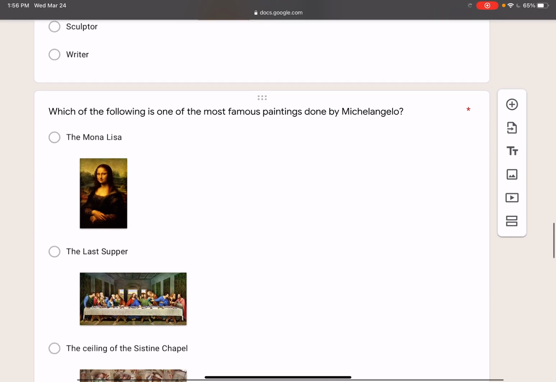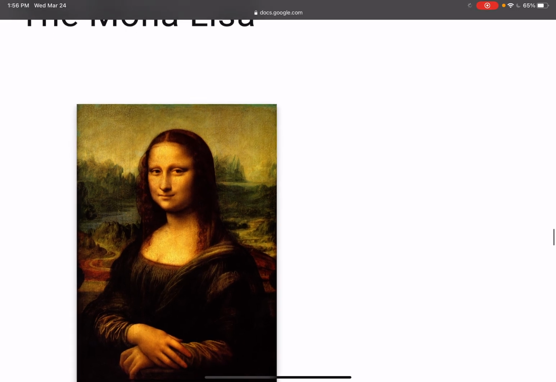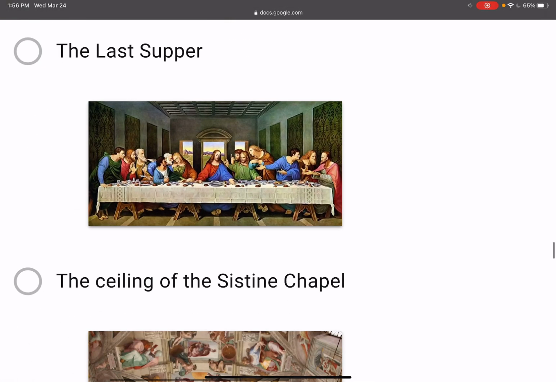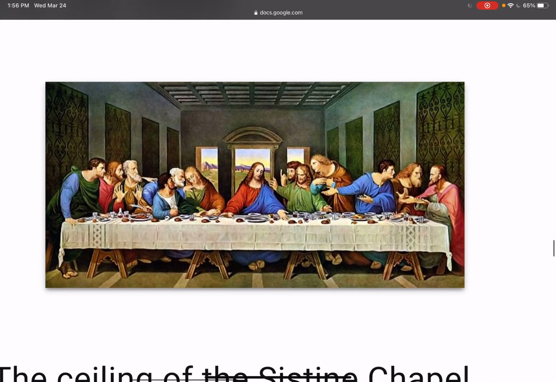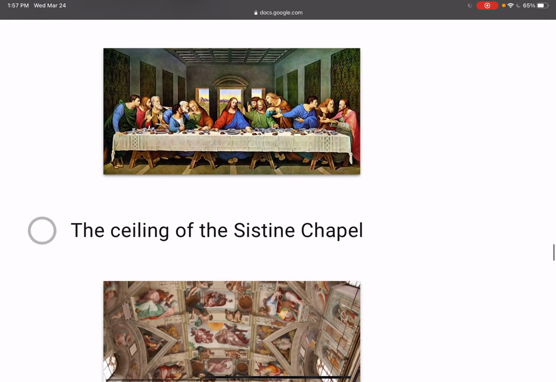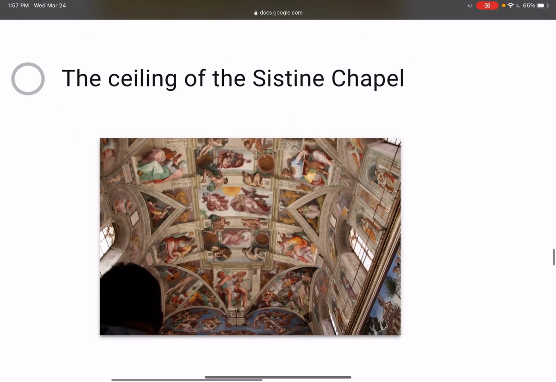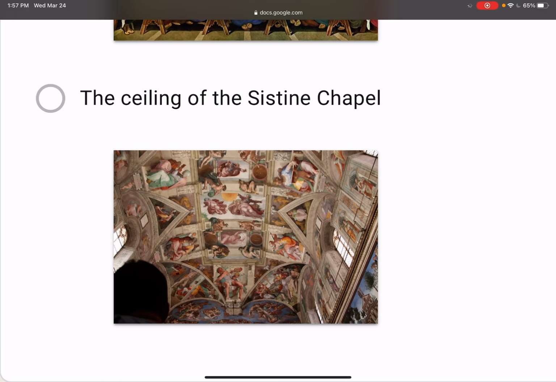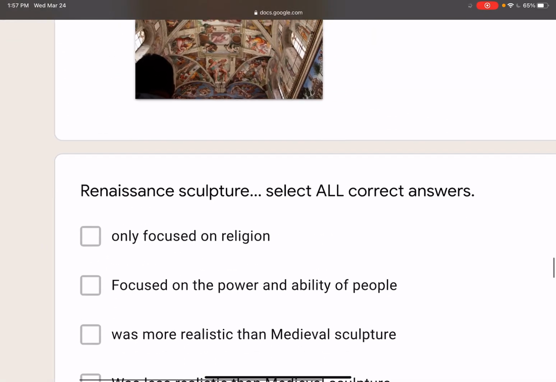Which of the following did Michelangelo do? This one is a very famous one. This one was made by Da Vinci. This is known as the Mona Lisa. Another one painted by Da Vinci. And the last one, this is by Michelangelo. Okay, we're gonna be focusing on this one a lot today. So Michelangelo only did this one. Da Vinci did the other ones.